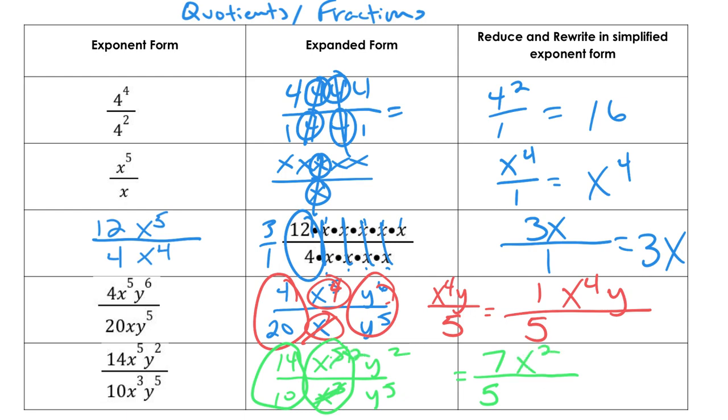Now this one's different. I have y to the 2nd over y to the 5th. Again, when I start crossing them out, they're gone on the top. That still leaves me with 3 on the bottom. So I end up with 7x squared over 5y to the 3rd power.